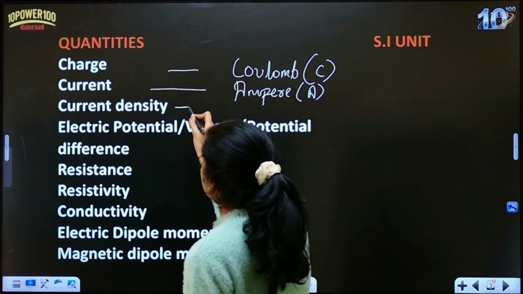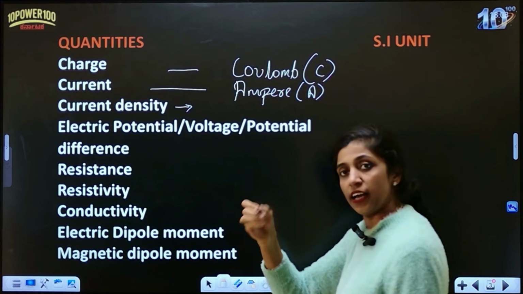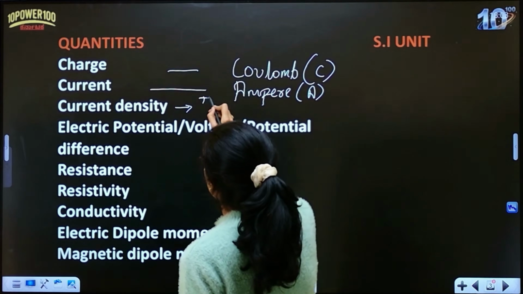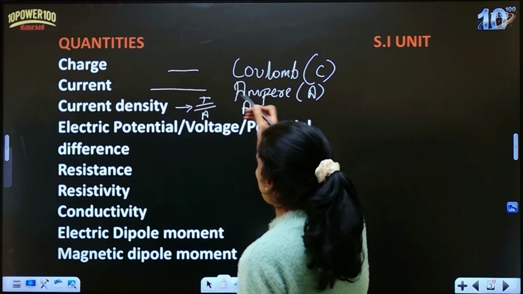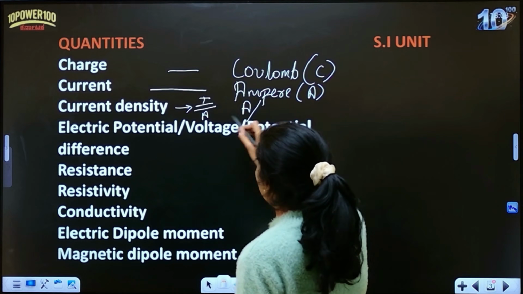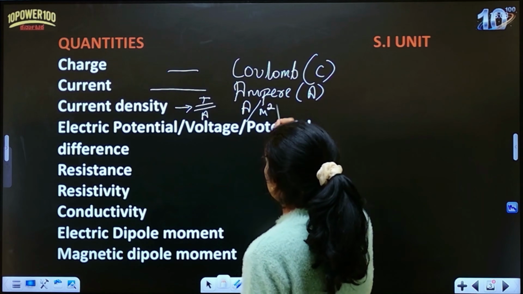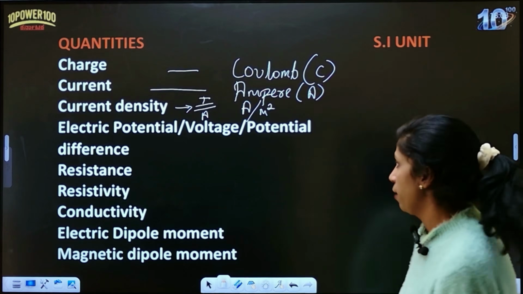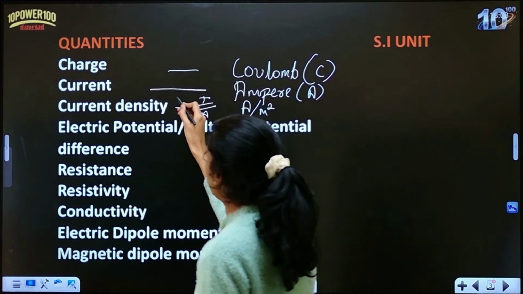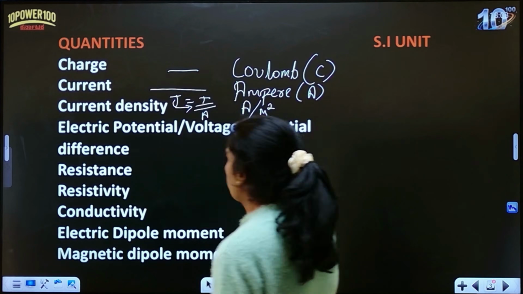Next, current density. What's the current density formula? Current is I, right? Current density is current per unit area. SI unit of current is ampere, and SI unit of area is meter square. Therefore, SI unit of current density is ampere per meter square, where current density is denoted by the letter J. J equals I by A.